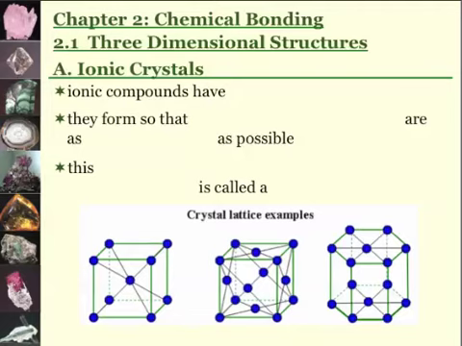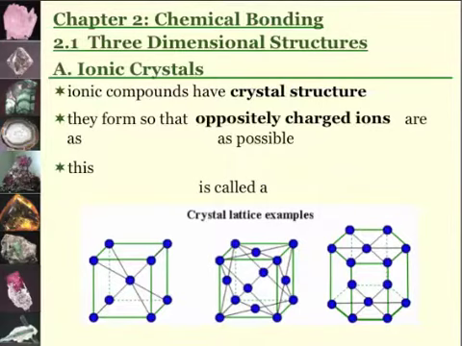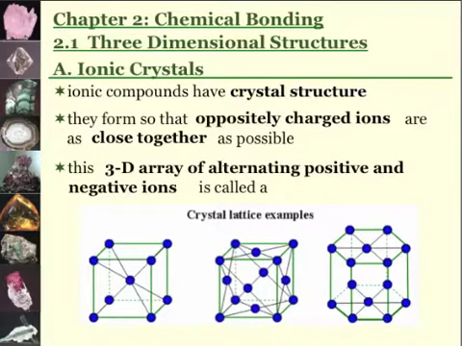Alright, so now we're talking about chemical bonding and the three-dimensional structures. Ionic compounds have a crystal structure. We know this: a common ionic compound is salt, and salt, everyone knows, has a very cubic crystal structure, right? They form so that oppositely charged ions are as close together as possible. This 3D array of alternating positive and negative ions is called a crystal lattice.